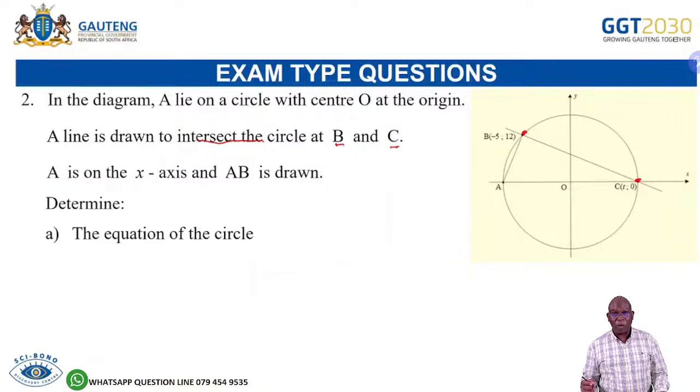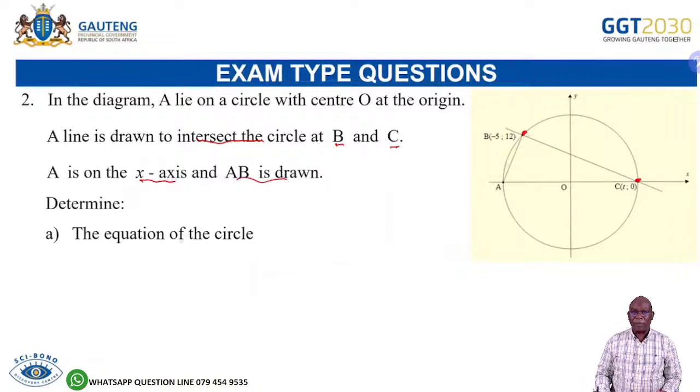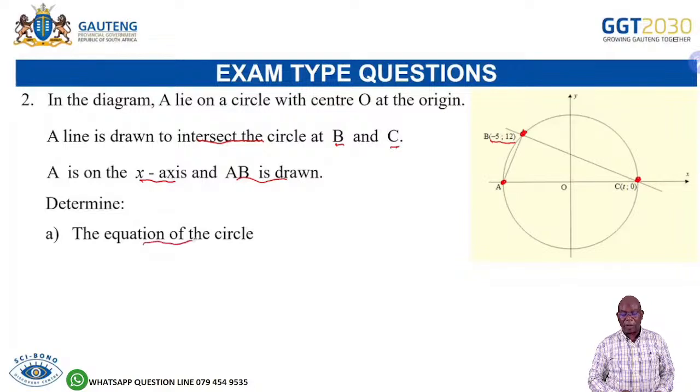I'm going to add a question on this one also. Now, A is on the x-axis and AB is drawn. Determine the equation of the circle. So we've got 3 points that are on the circle, but we only have 1 point that has values we can use to get the equation of the circle. You see how they trick you there.